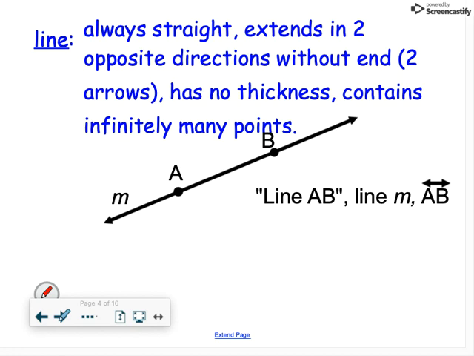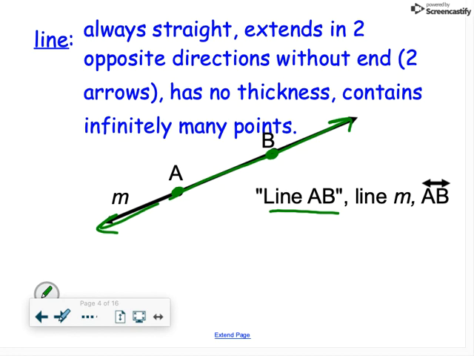Talking about a line. Similar to a segment, but a line is always straight and extends in 2 opposite directions without end, has no thickness, and contains infinitely many points. And so if we look at this up here, right, we have line, we can call it line AB. We name it by 2 points that are on the line. And notice it is continuous. It goes all the way out that way, all the way out this way.